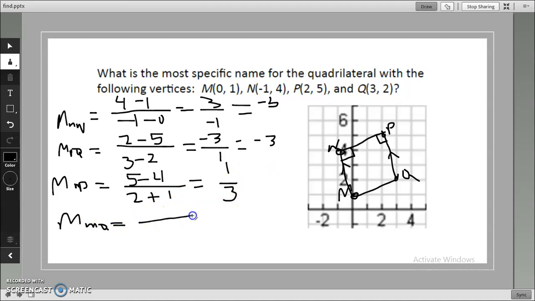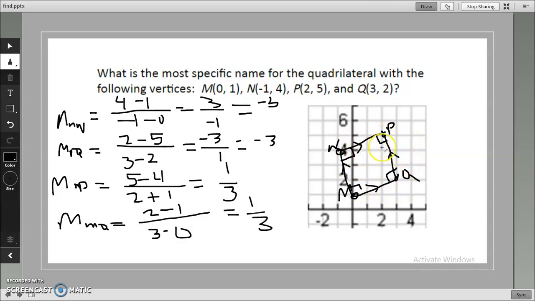So Q is my second point, so we'll say 2 minus 1 and 3 minus 0. And I get 1/3 again. So these are parallel and perpendicular. So we know that it is a parallelogram because we have two pairs of parallel sides, and we also know that it has to be a rectangle, at least minimally, because they intersect at a right angle.